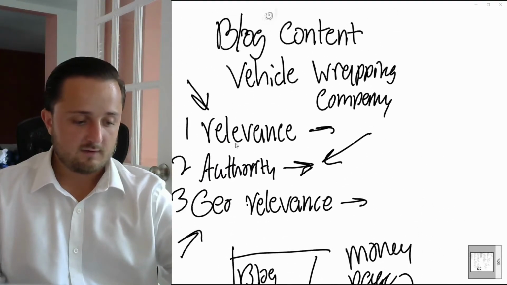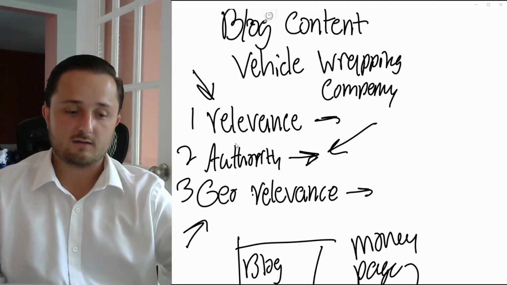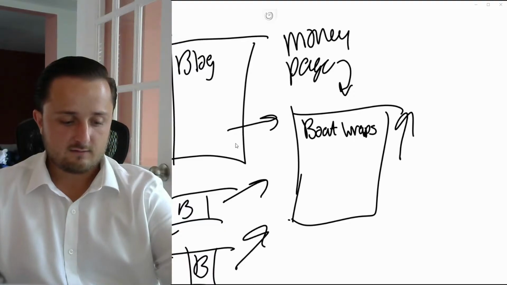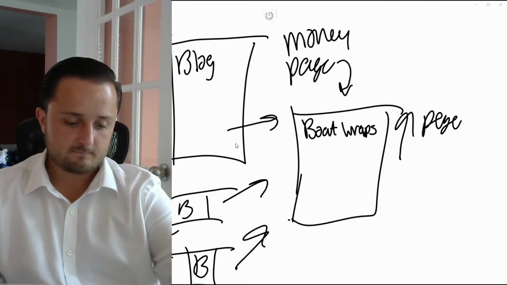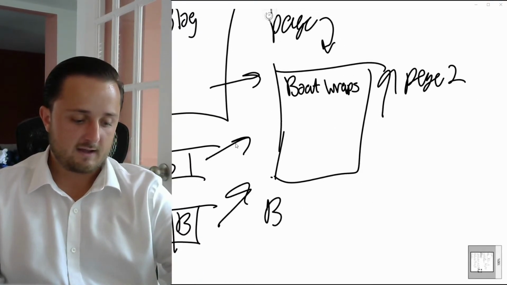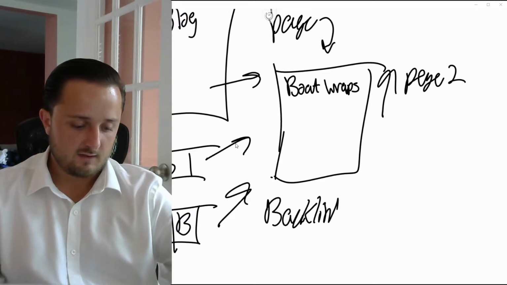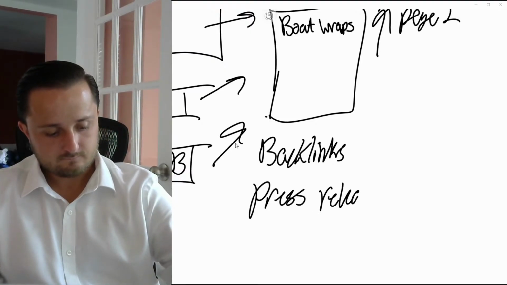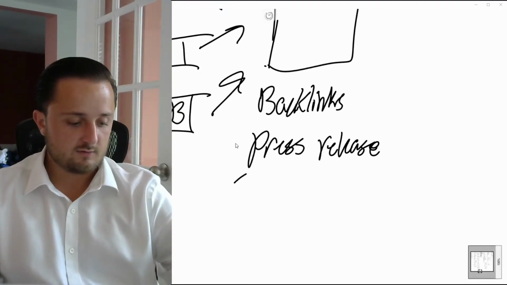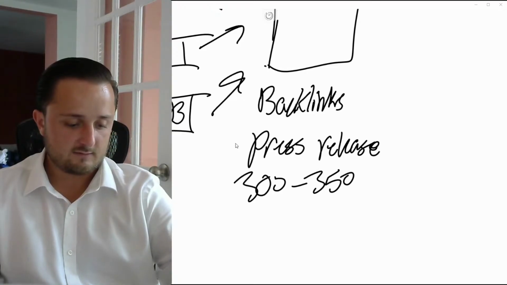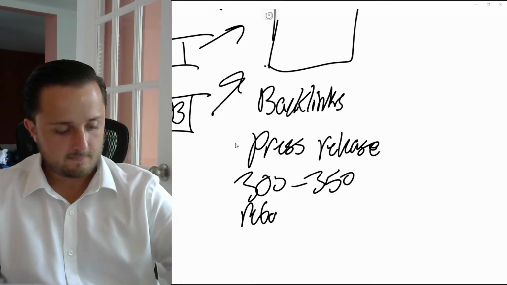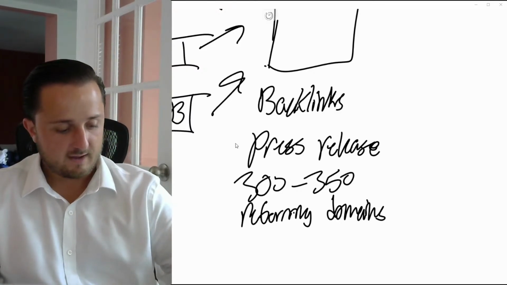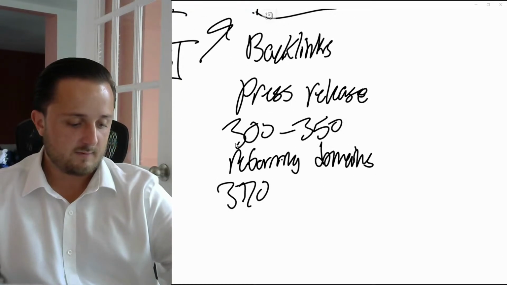Now, at a certain point, blog content isn't going to cut it, right? This page, depending on your competition, may stop ranking or may get stuck on page 2. So this is when we need to start considering backlinks. And something that I do for clients is that I will just go and get a press release. Press releases will get you anywhere from 300 to 350 backlinks and referring domains. I also offer packages that go all the way up to 3,700 backlinks.